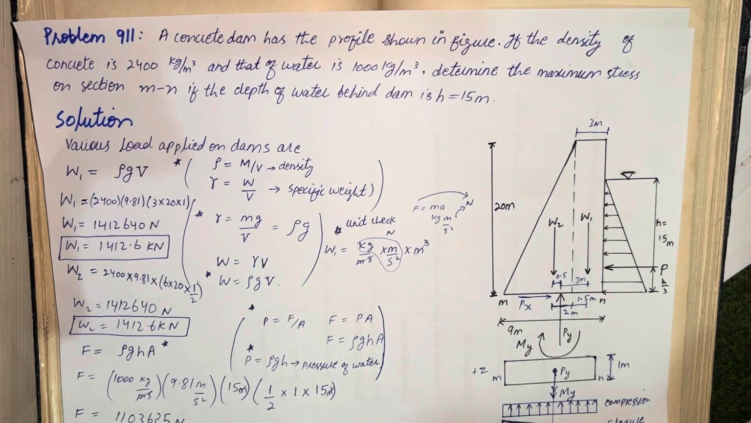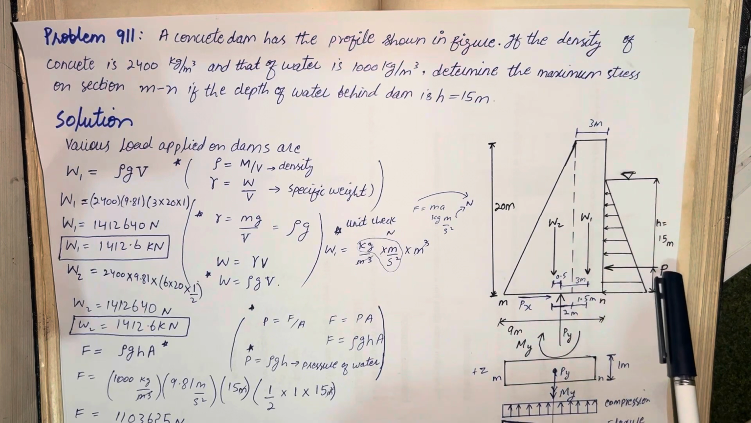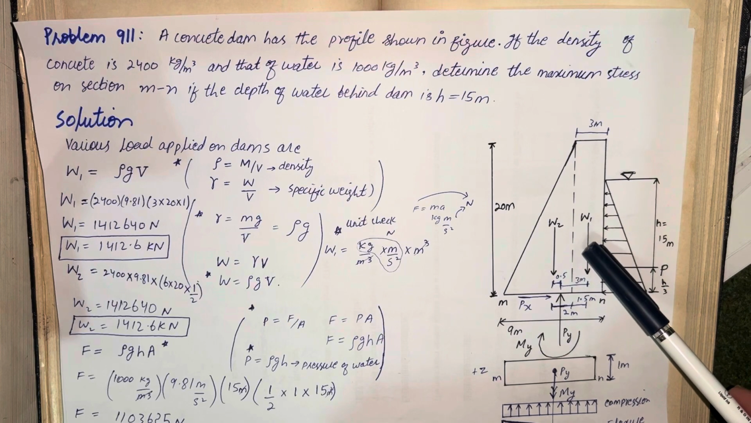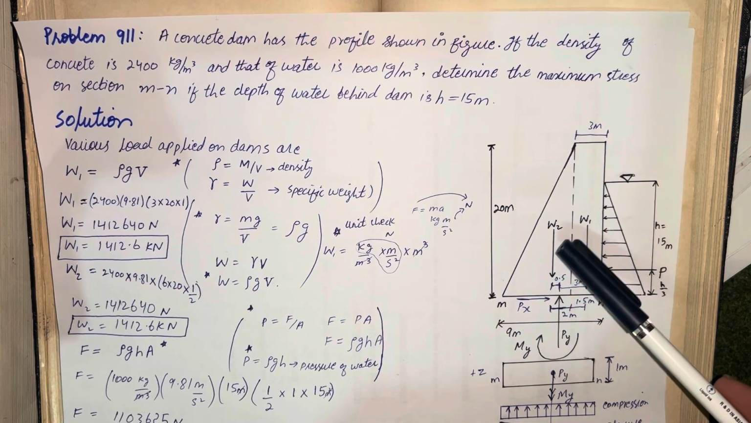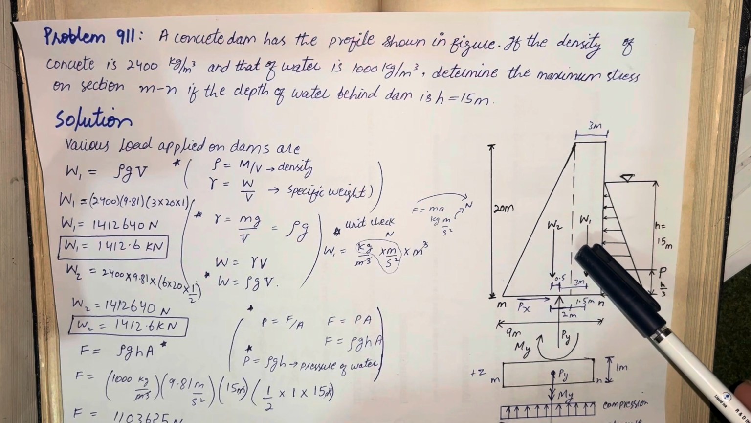Here the pressure of the water is a triangular load, so it also exerts a resultant force on the dam. And if we see the dam, one part is a rectangle and the other is a triangle. Also these have their own self weight.